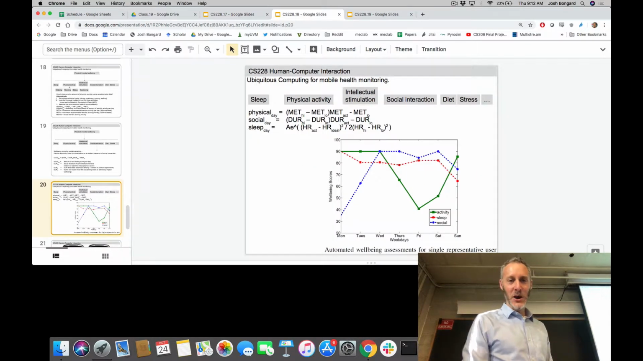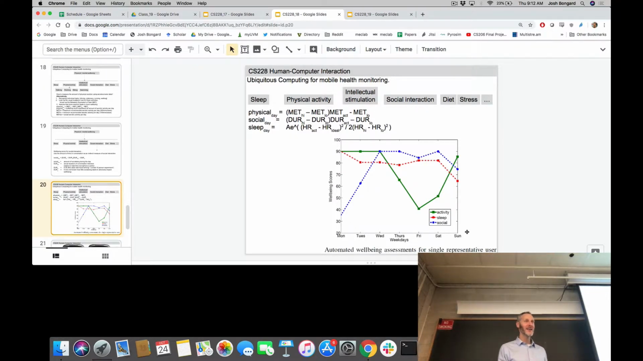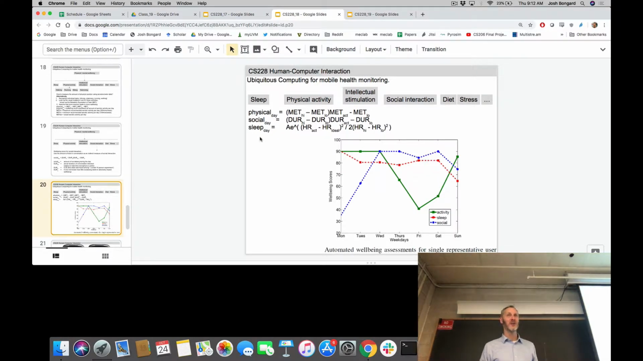So here's some actual data from some of the alpha testers of this technology. We've got Monday to Sunday on the horizontal axis here, and the vertical axis, again, is not the total amount of physical exercise, social interaction, or hours of sleep. It's whether these three components of well-being are being maximized or minimized throughout the week. Assuming that we can trust these predicted values, what does this tell us about this particular user?